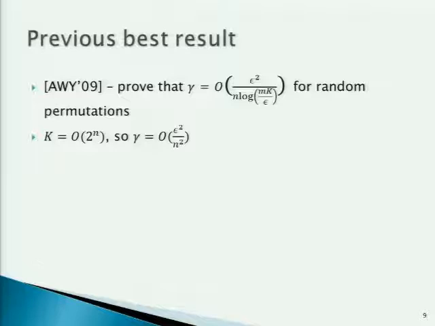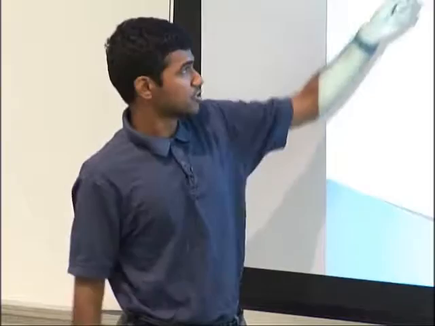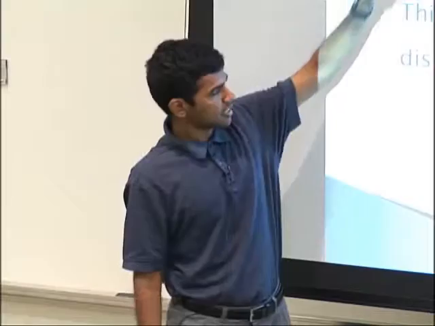For this problem, the previous best result was epsilon squared by n log(mk/epsilon). So k, as I said, is the number of options. And for a graph, you have exponentially many paths. It could be like 2^n. So this is really like epsilon squared by n squared. Ours is epsilon squared by log(n/epsilon). It's like a quadratic improvement. The difference is that this holds for random permutations, and our result is for i.i.d. with unknown distributions or the time-varying distribution model.